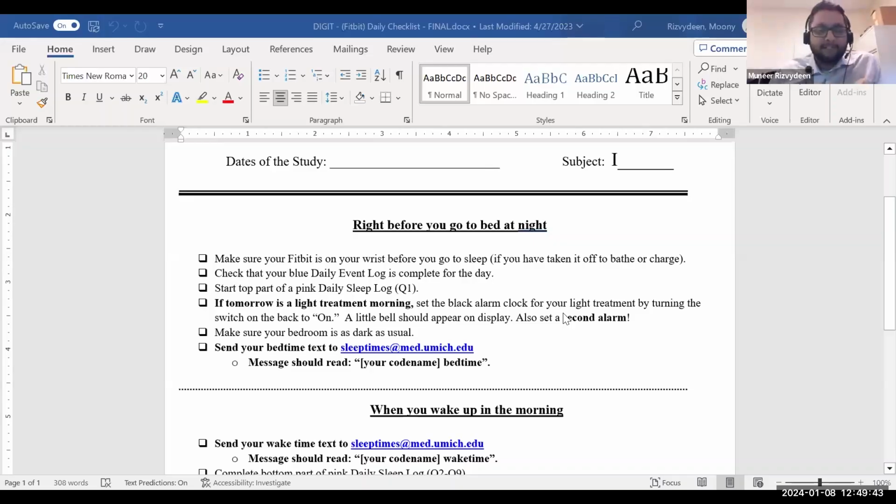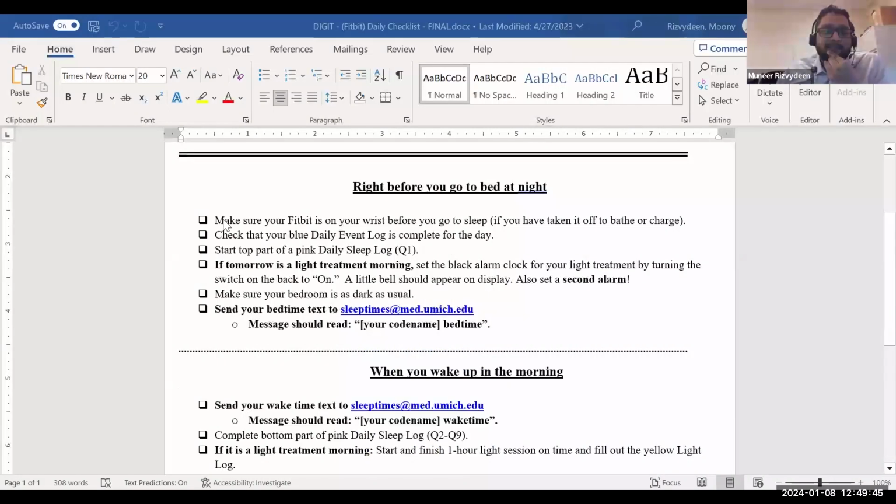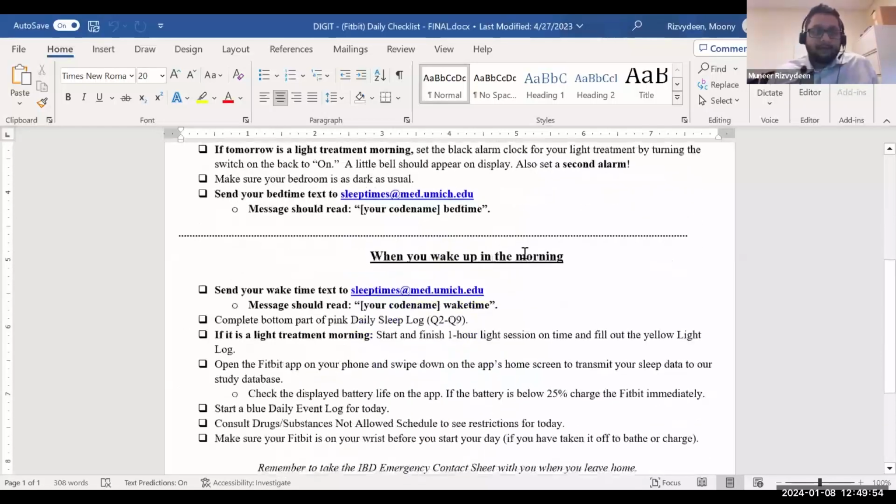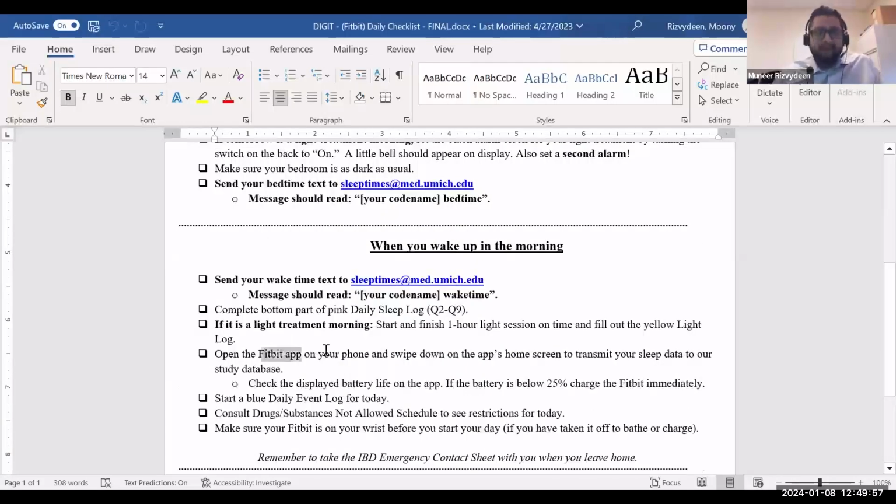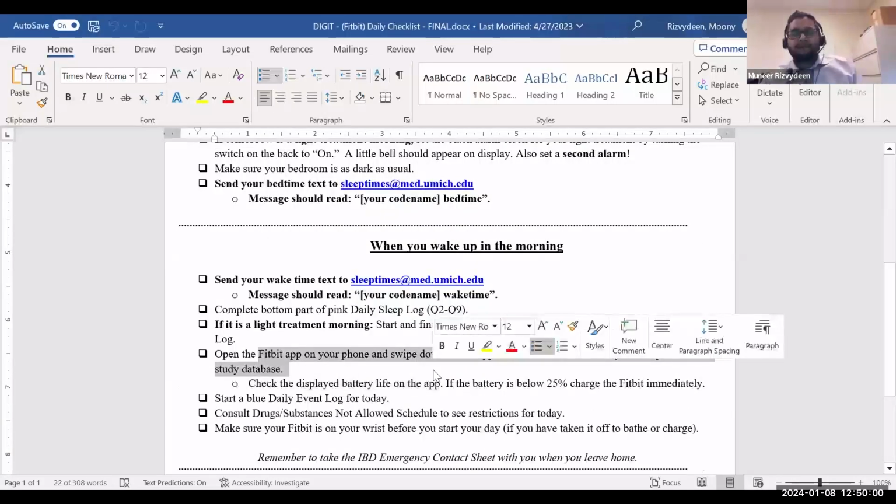Okay, and then the final document with just a couple of lines is the Fitbit daily checklist. And this is just a daily checklist for the participant to follow, but it does have a couple of steps. Right before they go to bed at night, we want to make sure that they have the Fitbit on their wrist, because it's very important for us to collect that sleep data. And then when they wake up in the morning, opening the Fitbit app and swiping down on the app's home screen. All right, with that, that ends my little initialization section.